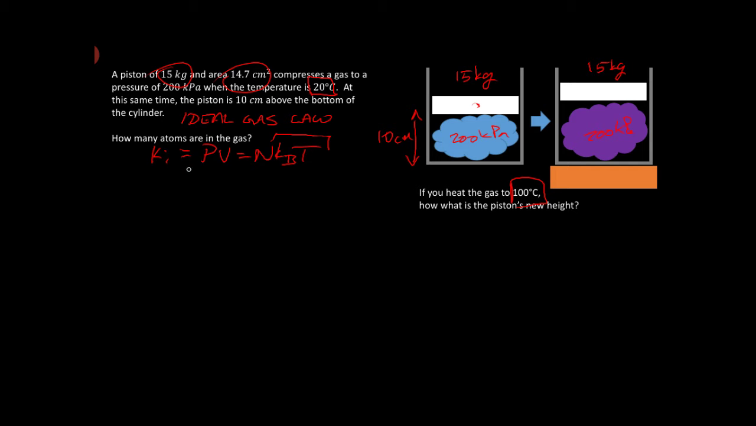All right, so what are we going to do here? Well, we're going to just start putting numbers in. So we've got the pressure, which we are going to pretend is 200 kilopascals. And that's multiplied by the volume, which is 14.7 square centimeters, times the height here, which is 10 centimeters. That's going to be equal to the number of things that we want, right? That's the guy we want right there, times k_B, which is 1.38 times 10 to the minus 23 joules per Kelvin per molecule. And then I guess we need the temperature, and the temperature is 20 degrees C.